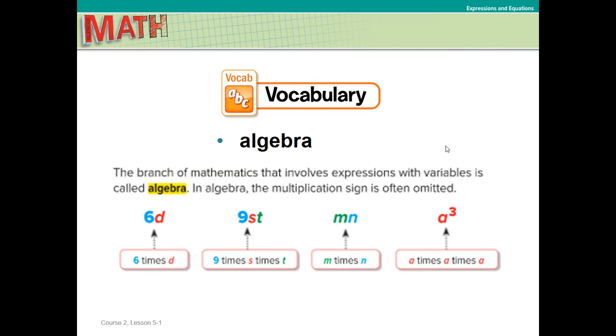Then there's algebra. Algebra is a branch of math that involves expressions. In algebra, the multiplication sign is often omitted. And you saw that yesterday on the video. 6D is 6 times D. 9ST is 9 times S times T. A to the third power: we don't put A times A times A, we put A to the third power.